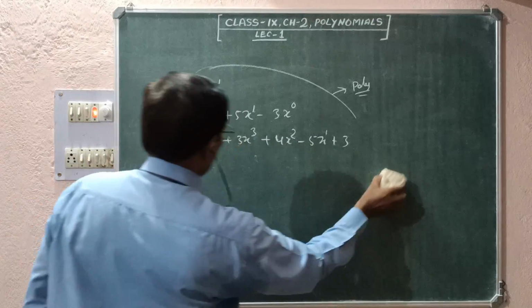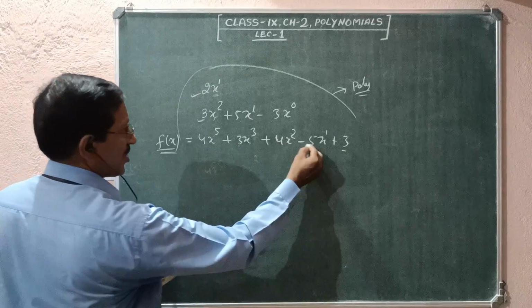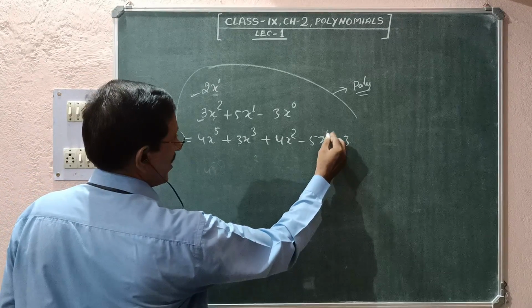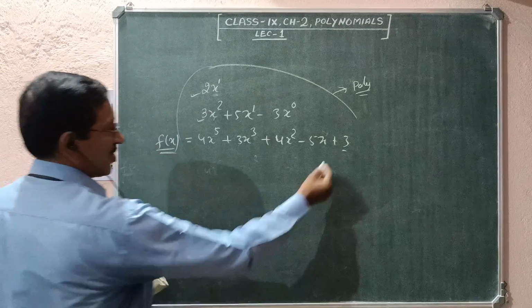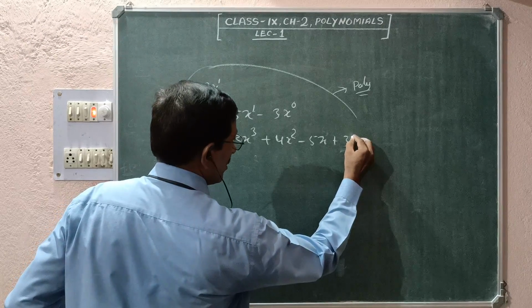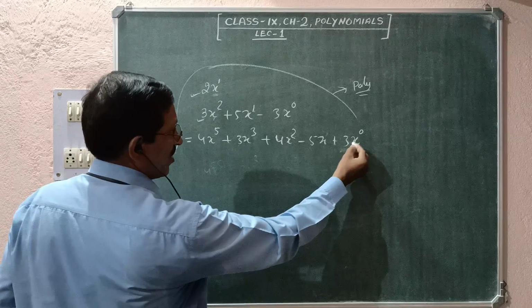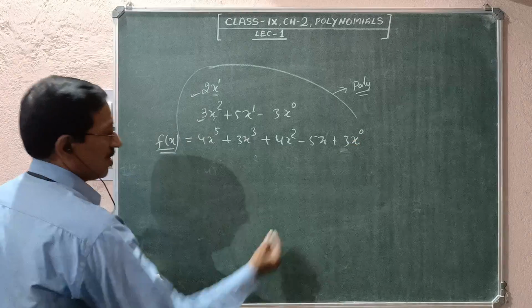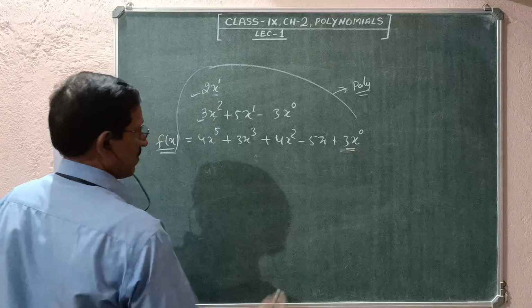Now I want to know: 3 is the constant term, minus 5 is the coefficient of x. This is known as minus 5 is the coefficient of x, and 3 is known as the constant term. Or we can say, if we write it like this, then 3 is the coefficient of x to the power 0, and it is also the constant term.